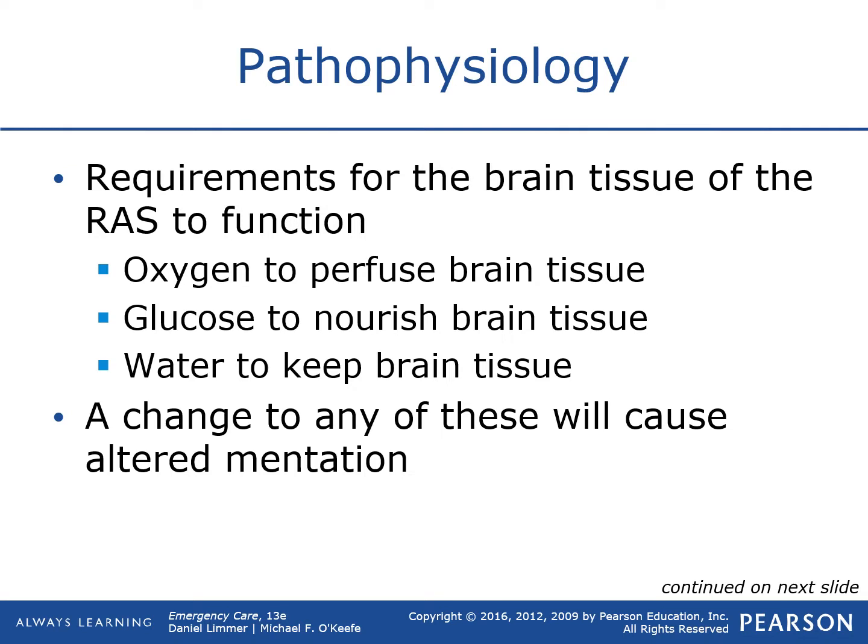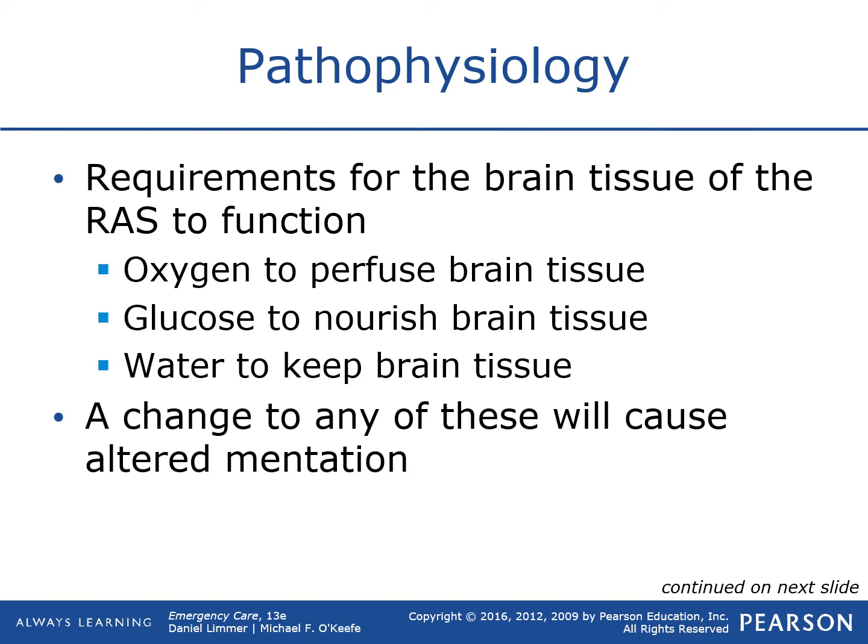So it is a very sensitive system, and if we have any changes in the supply to make energy for your reticular activating system, you're going to have a lot of issues with altered mentation. So first thing that the brain needs is oxygen. We've covered that several times already, that if you have low oxygen levels, one of the first signs that we see is altered mentation. So if you don't have proper oxygen, you get altered mentation.